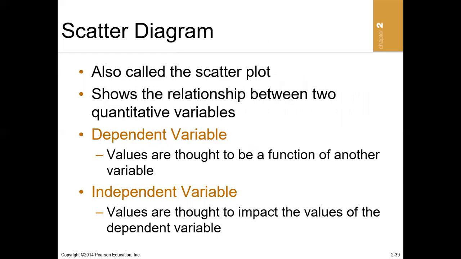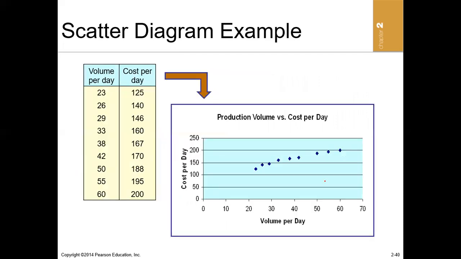And then the scatter diagram is when we plot various points where each point consists of an x value and a y value, all right? When we have figures like this, we can put volume per day on the x-axis and cost per day on the y-axis. When the volume is 23, the cost is 125. So 23 will be somewhere here, and the cost of 125 will be somewhere here. So this is the plot. A volume per day of 26 goes with a cost per day of 140. So 26 will be somewhere here, then 140 will be somewhere here. So we plot it. This is the scatter diagram.